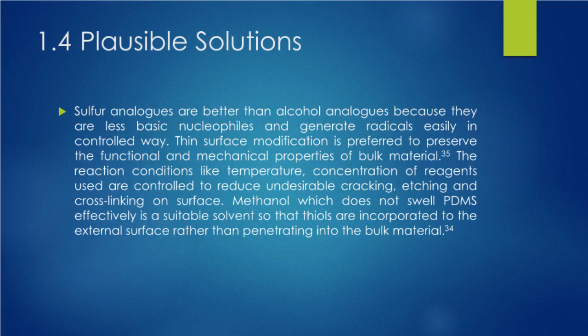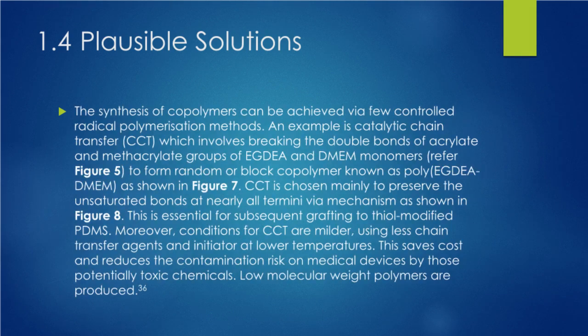Thin surface modification is preferred to preserve the functional and mechanical properties of bulk material. The reaction conditions like temperature and concentration of reagents used are controlled to reduce undesirable cracking, etching and cross-linking on surface. Methanol, which does not swell PDMS effectively, is a suitable solvent so that thiols are incorporated to the external surface rather than penetrating into the bulk material. The synthesis of copolymers can be achieved via few controlled radical polymerization methods.